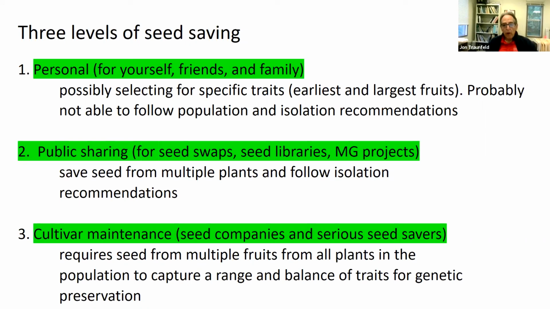protecting the plants from contamination, from outcrossing with other cultivars within their species. So I want people to understand this is something that everybody can do, but it's really important as master gardeners that we do understand some of the genetics and the concepts behind these population and isolation recommendations. So we will talk about them in more detail.